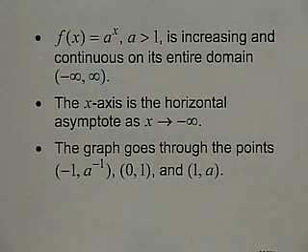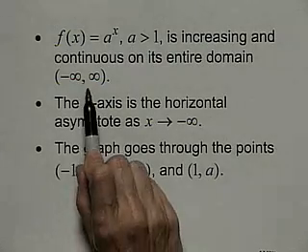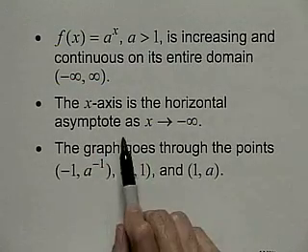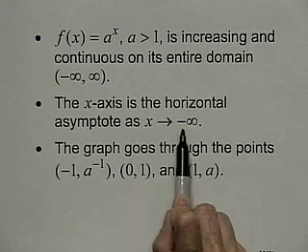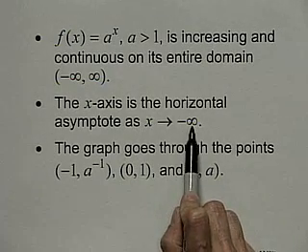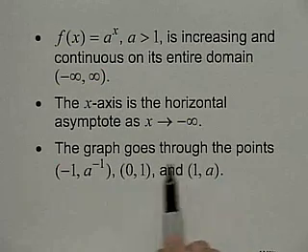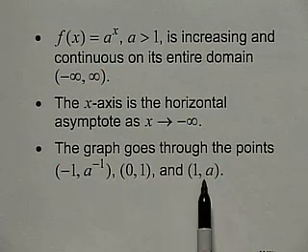Some other bits of information about that graph. The function a to the x for a greater than 1 is increasing and continuous on its entire domain. The x-axis is the horizontal asymptote as x goes to negative infinity, and you saw that on our graph. The graph goes through these 3 points.